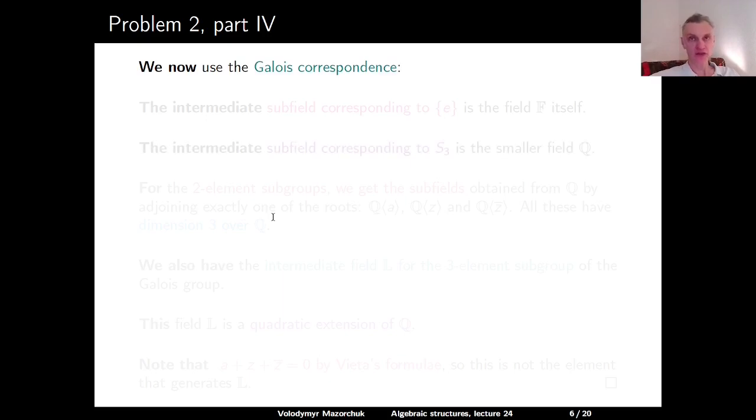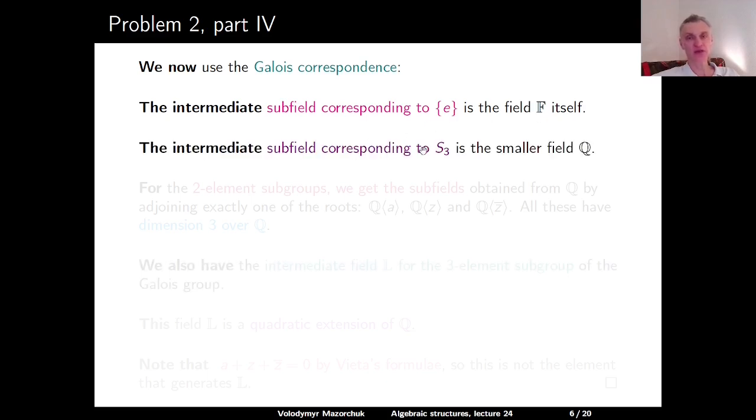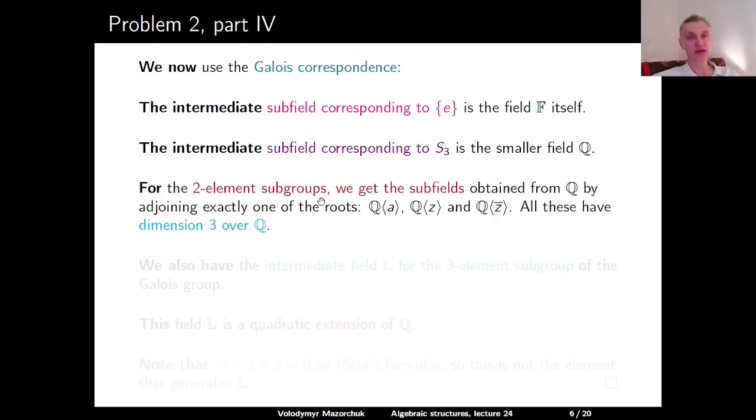Now we can use Galois correspondence and describe the intermediate subfields. The intermediate subfield for the identity subgroup is the field F itself. The intermediate subfield for the other extreme case, the group S3, the whole Galois group, is of course the smaller field Q of rational numbers. For the 2-element subgroups, we of course get the 3 subfields which we obtain from Q by adjoining exactly one of our roots. So we can adjoin A to Q, or we can adjoin zeta, or we can adjoin zeta overlined.